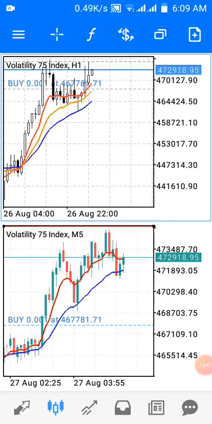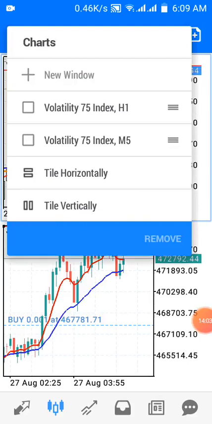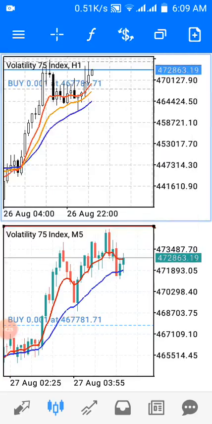To divide your window into 2, you hit the tab here, this second tab to the right. Once you use this tab, it brings out the window, and you can hit this plus button. This plus button here for new window brings out your new window. Like I have my 1 hour window, then I have my 5 minutes window. So I think the maximum number of windows is 2.